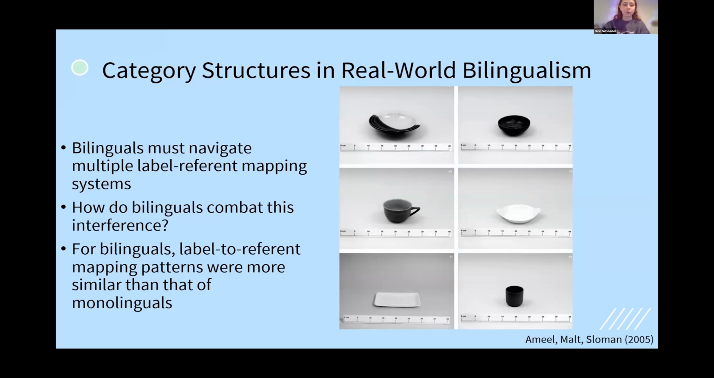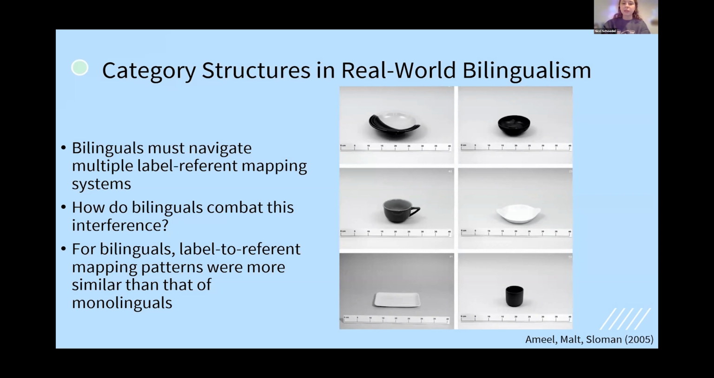To start, it is important to understand reference. One of these pictures shown here is what some might call a cup or a mug in English. In other words, those are two referents available in English. On the other hand, in French, this may be referred to as a tasse, which is only one referent available. This is where some of the naming problems discussed in Ameel and Malt's 2005 study come into play.